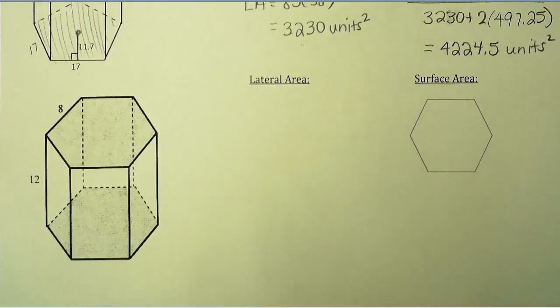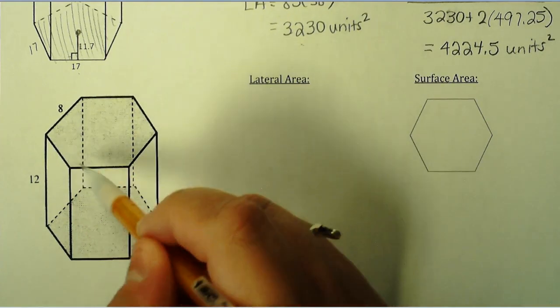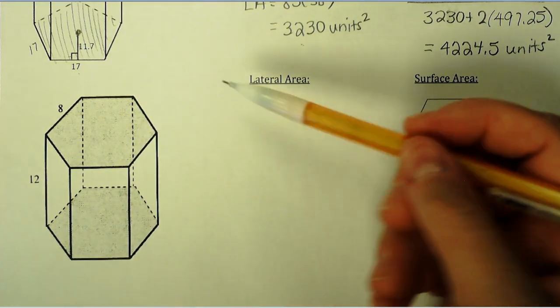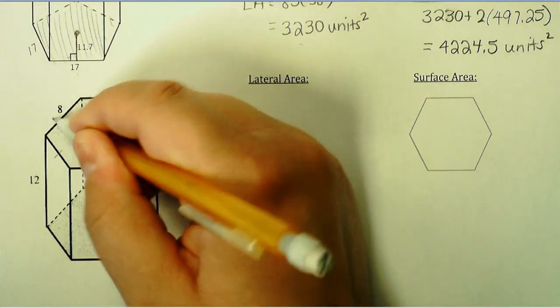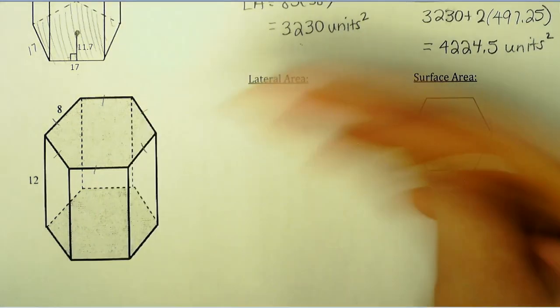Okay, one more here, and this one's probably the trickiest. So the lateral area part is not bad. Again, just go ahead and assume that if you have a hexagon, octagon, anything like that, it's regular. So all these sides are going to be 8. In terms of your lateral area, I just need the perimeter of the base times the height.